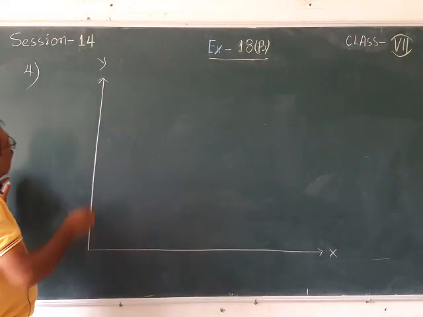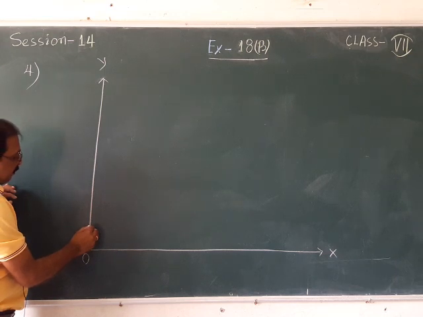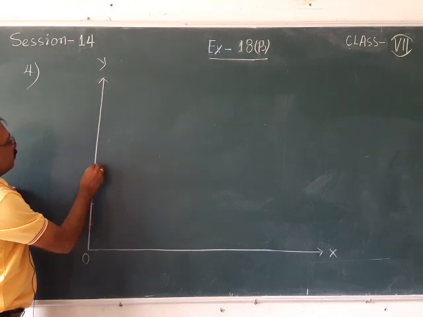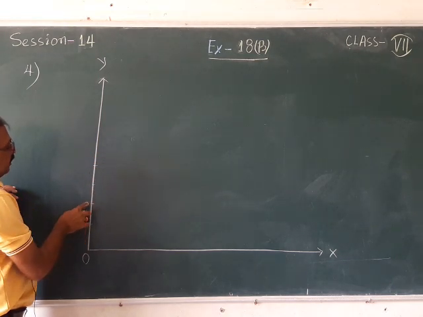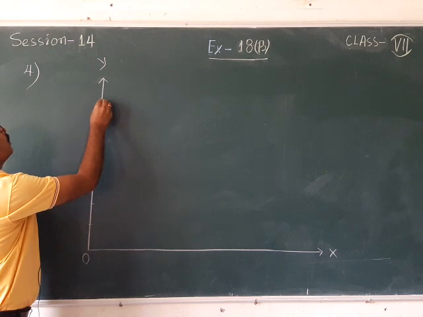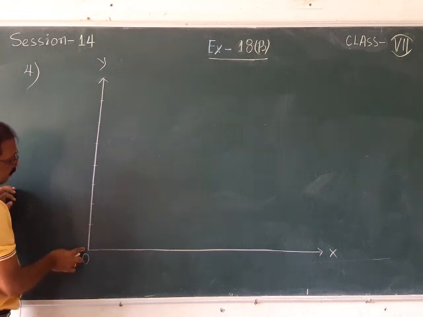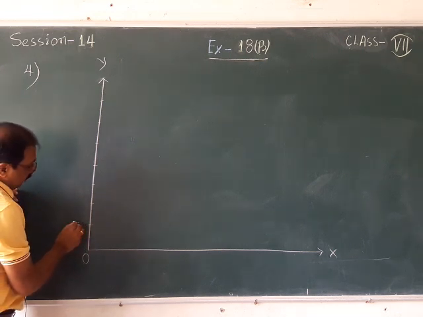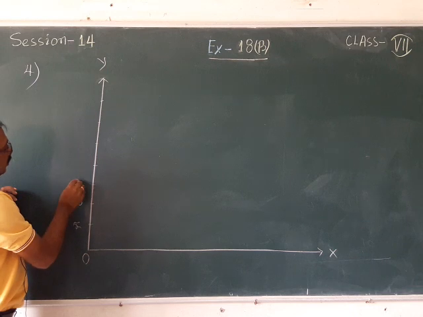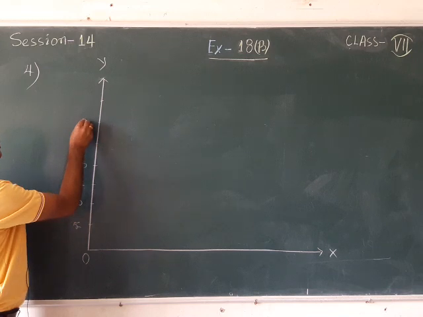So here I am thinking that your graph is for 5 divisions. So here 5, then 10, 15, 20, then here 25, then here 30, then here 35. So I can write the temperature here. Suppose I am starting from 5, so here it is 5, then 10, 15, 20, then 25, and here 30.